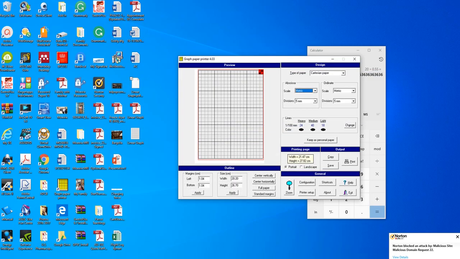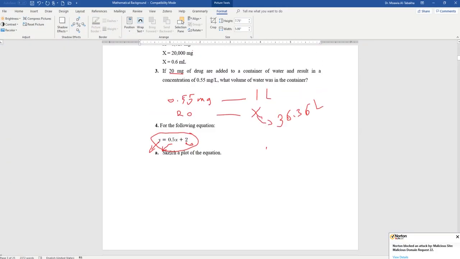Now, let's go back to the requirement here. It says sketch plot of the equation. What you need to do actually is just get 2 points for x plus 2 points for y. Okay, so if I just assume, you can propose any numbers, if I assume that x is 0, then half multiplied with 0 is 0 plus 2. So if x is 0, y will be equal to 2, right?